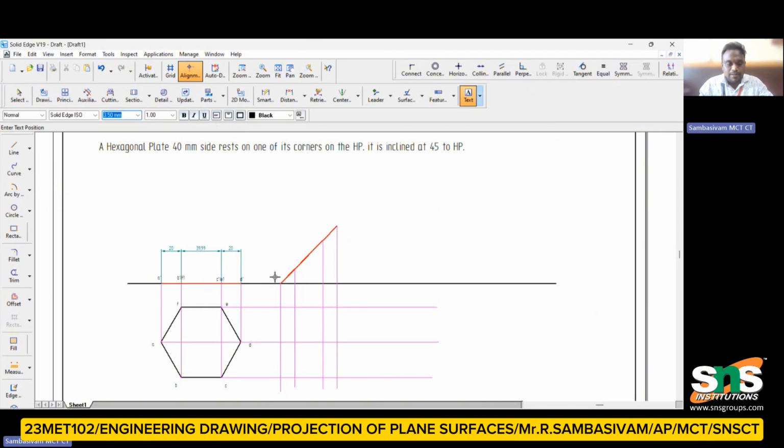So similarly, I have to mark this as A dash. This is B dash, in bracket F dash. This is C dash, in bracket E dash, and this one is D dash. So now I'm going to mark this one: this is A1, this is B1, this one will be your C1, this one will be your D1, this one will be your E1, this one will be your F1, right?